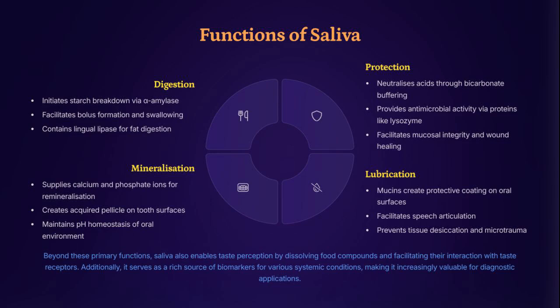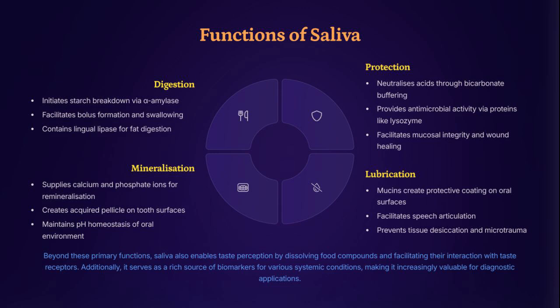Next, saliva is a key protector. It neutralizes acids from both food and bacteria using bicarbonate, which helps prevent tooth decay. Saliva also contains antimicrobial proteins, like lysozyme and lactoferrin, which actively fight off harmful germs. Then there's lubrication. Thanks to mucins, your tongue and cheeks glide smoothly during talking, chewing, and swallowing. Saliva even helps you speak clearly and protects tissues from drying and injury.